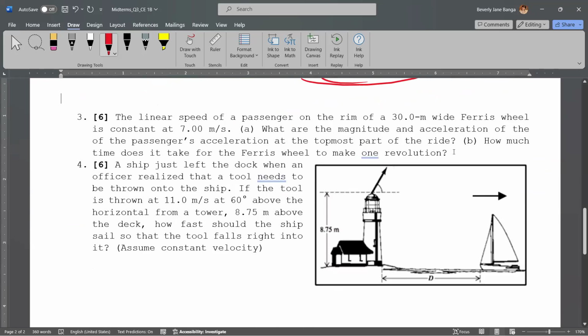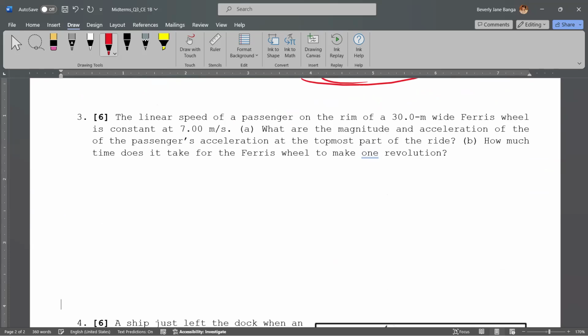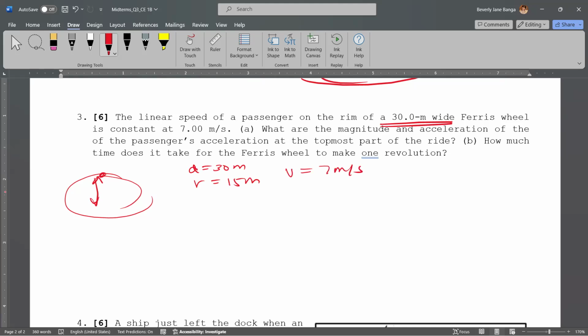The linear speed of a passenger on the rim. So we have a Ferris wheel described as 30 meters wide. So this entire thing is 30 meters. So diameter is 30 meters, meaning to say radius is 15 meters, no? It is traveling with a constant speed now of 7 meters per second. It's being asked here, what are the magnitude... my question here is wrong. It should be, what is the magnitude and direction, not magnitude and acceleration. What is the magnitude and direction of the passenger's acceleration at the topmost part of the ride?